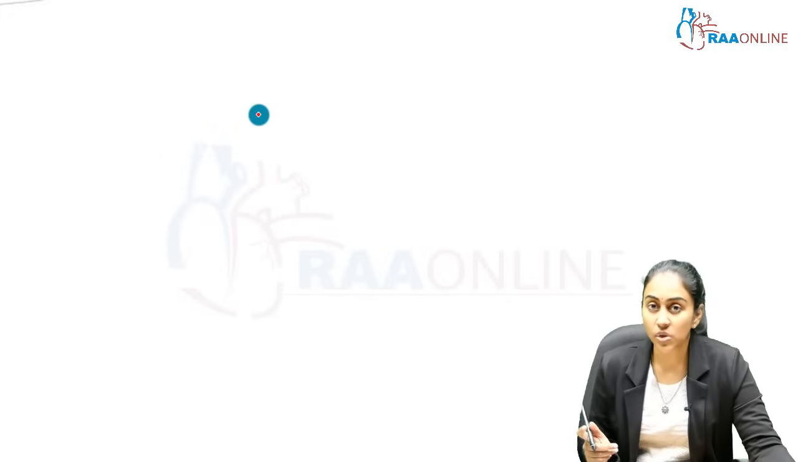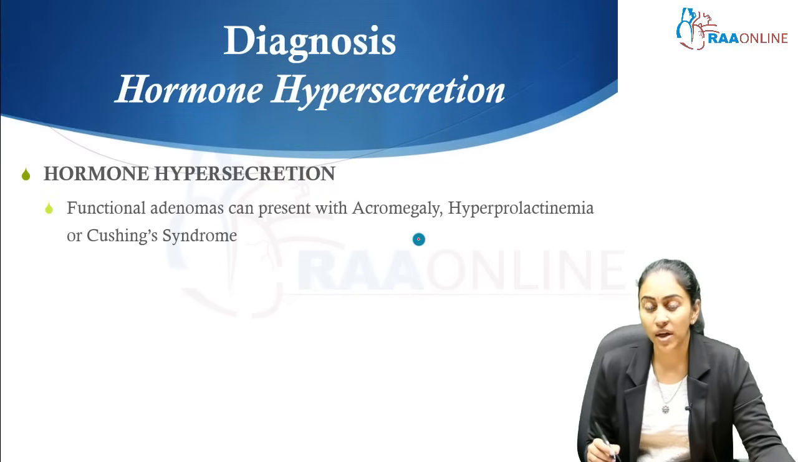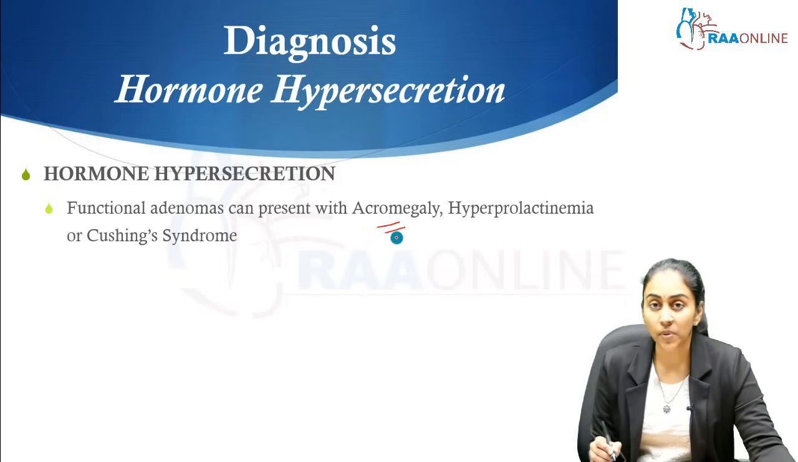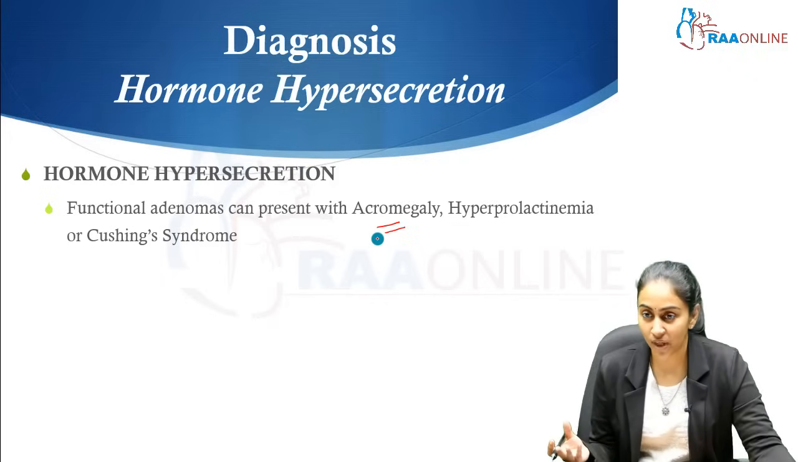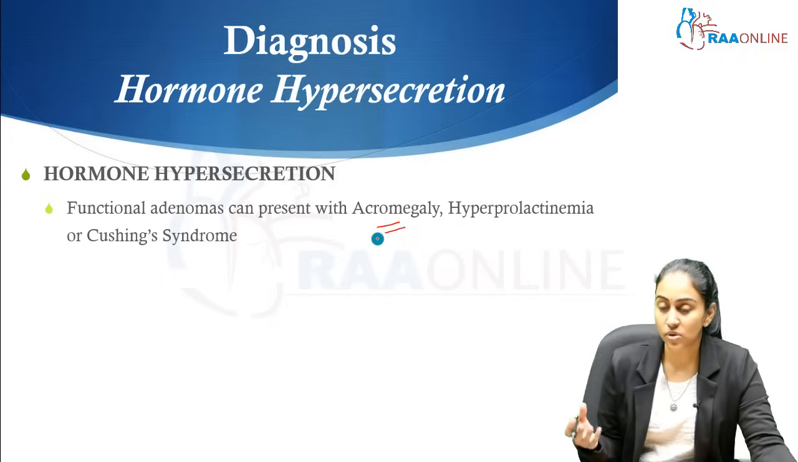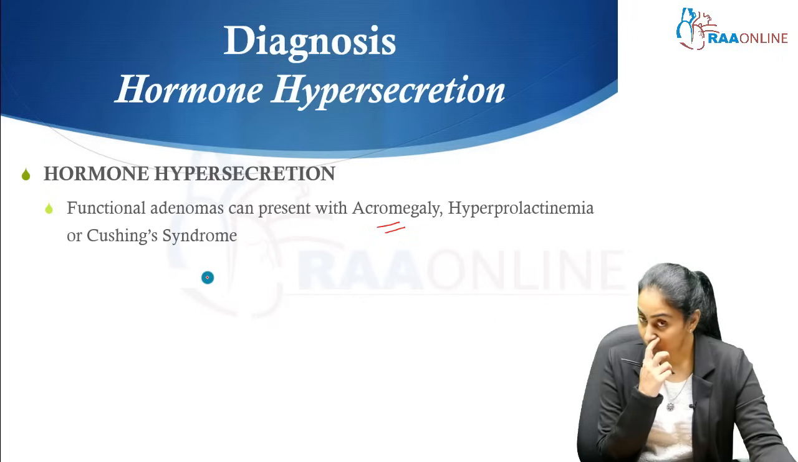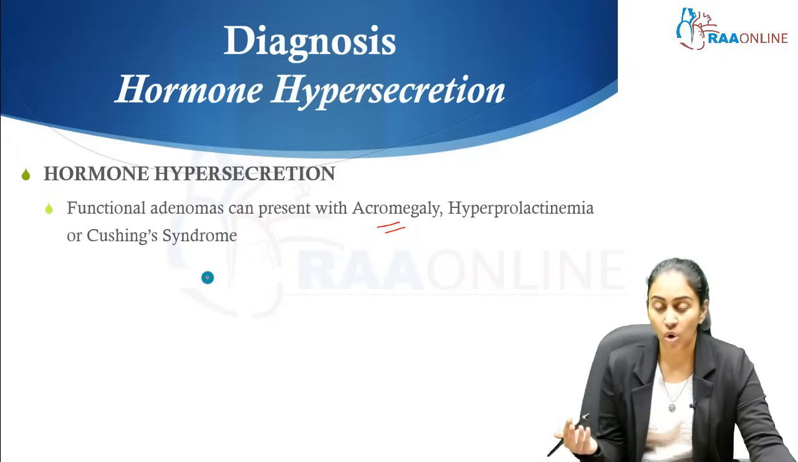So, having understood the visual field defects, how do we approach hormone hypersecretion? Now, functional adenomas can present with various hormone secretion syndromes. What is acromegaly? Acromegaly is a syndrome of growth hormone excess. What is hyperprolactinemia? Hyperprolactinemia is essentially a condition with prolactin hormone excess, which can be seen in prolactin producing tumors, commonly called prolactinoma. And finally, Cushing syndrome, which can be seen with ACTH excess. So, when there is ACTH excess from the pituitary causing Cushing syndrome, the syndrome of cortisol excess, then it is called Cushing's disease.